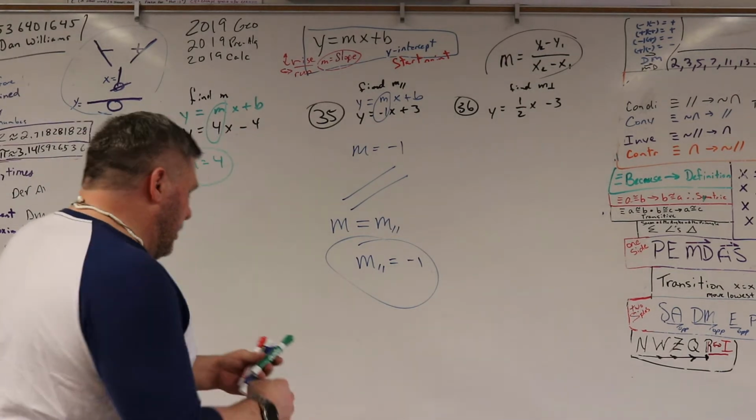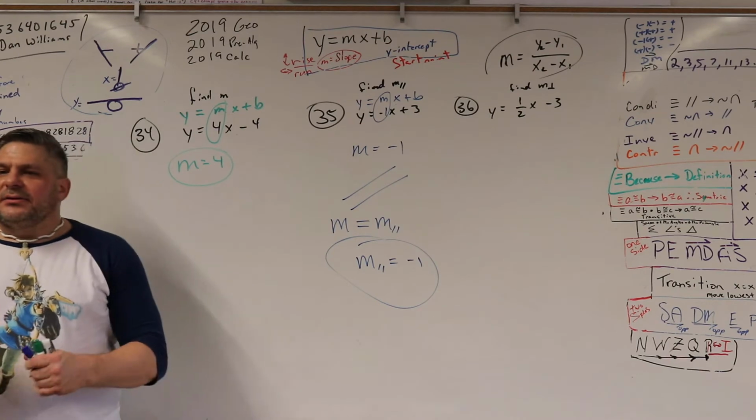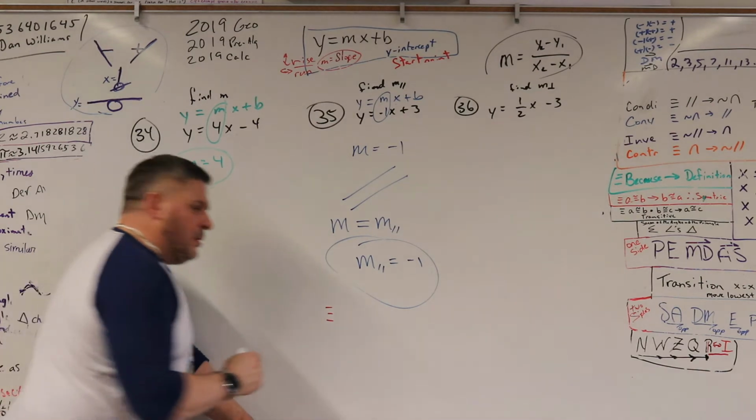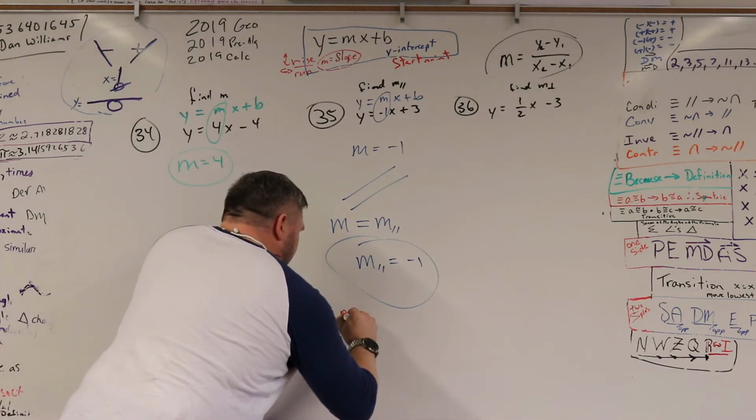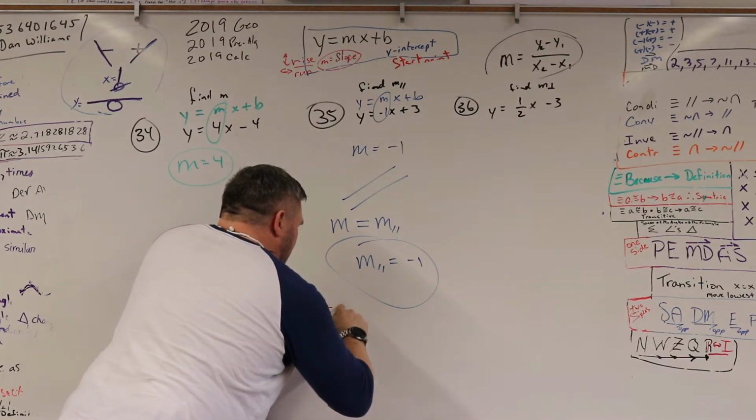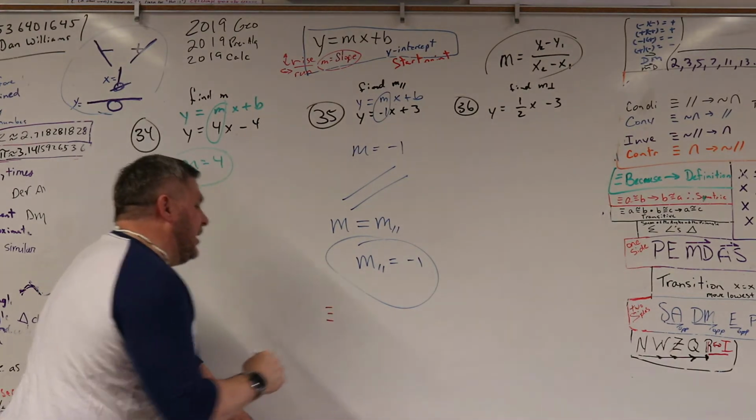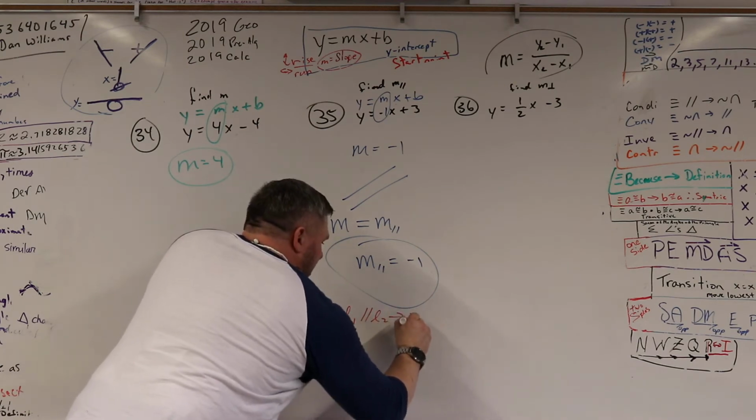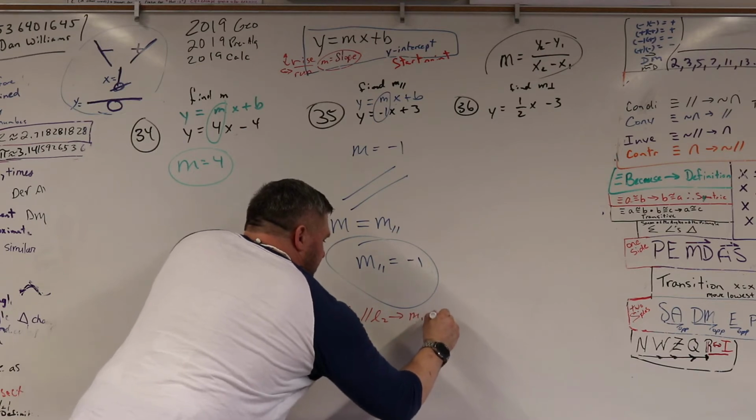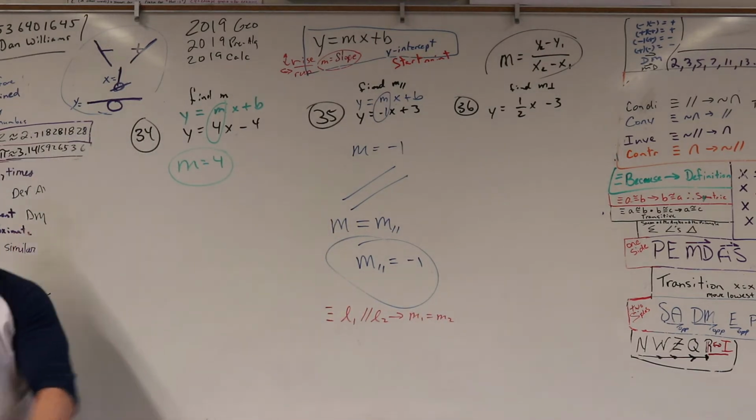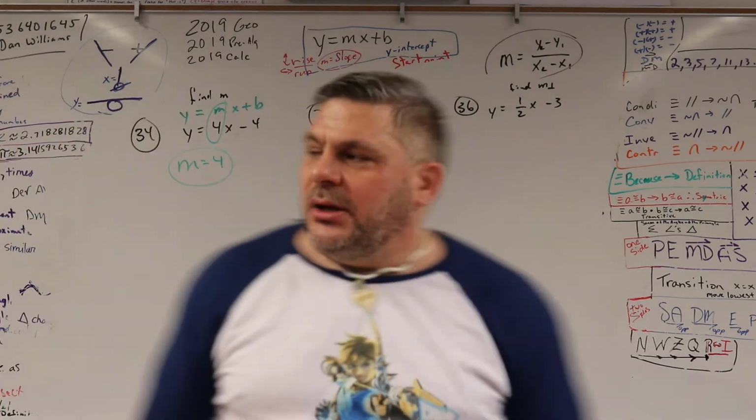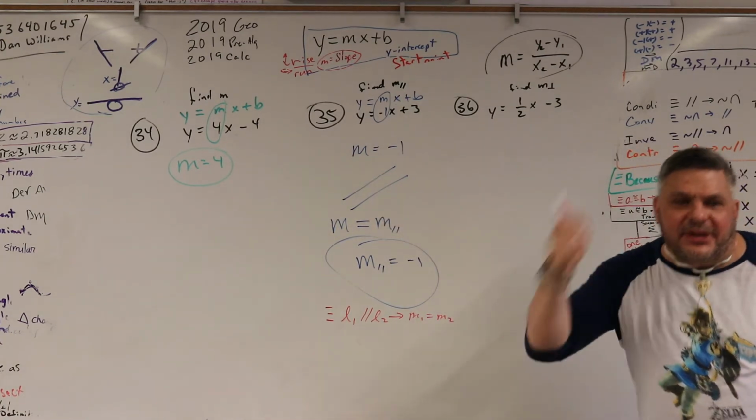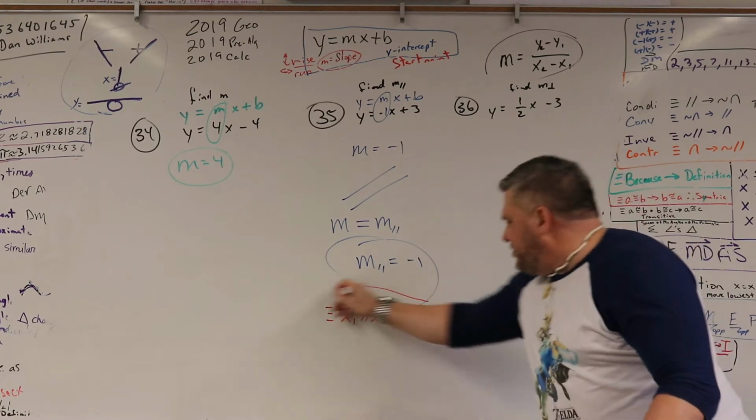Woo! So, let me give you a little news flash. If L1 is parallel to L2, then M1 is equal to M2. What? Blow your mind. Right? Because what's going on there? If they're parallel, then the slopes are the same. They're equal.